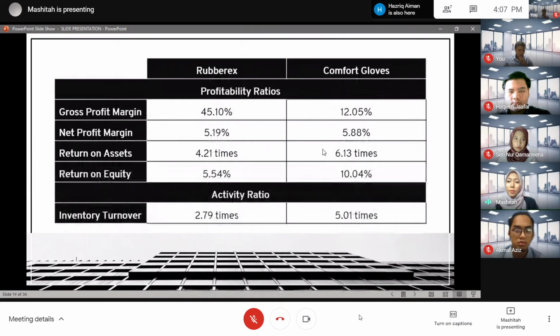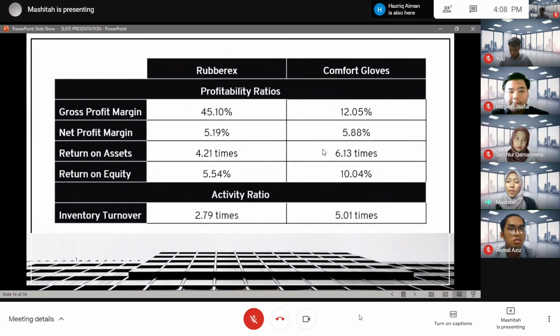For the profitability ratios, we have the 4 ratios just now, which are gross profit margin, net profit margin, return on asset, and return on equity. For gross profit margin, we can see here that Rubberex has a higher gross profit margin compared to Comfort Glove, which is 45.10%. This higher gross profit margin is because of the lower cost of synthetic latex for the production of nitrile disposable gloves, which increased the sales of Rubberex.